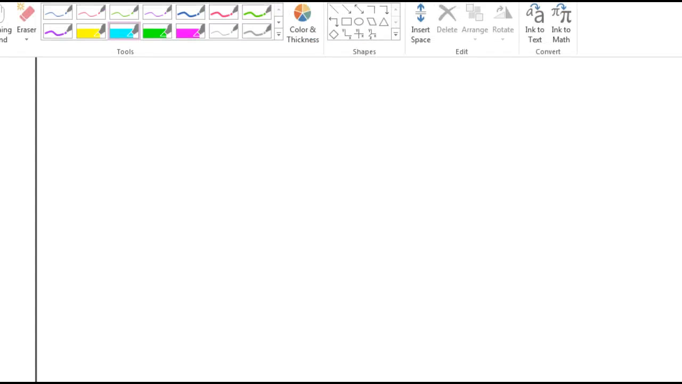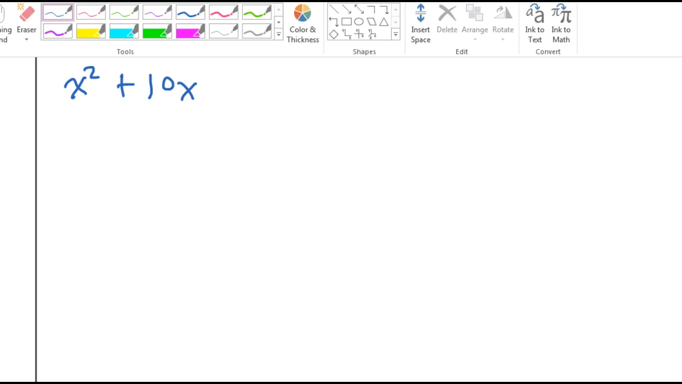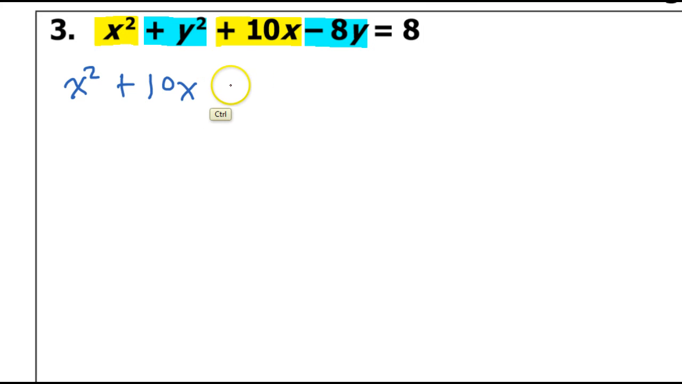So I'm going to rewrite the problem so that I have x squared and 10x right next to each other. Okay? And then maybe I'll even change colors a little bit here. Leave a space because we're going to complete the square, so we need a blank to pick the third term properly. So I'm going to leave a space, and then I'm going to put plus y squared minus 8y as I put the y terms side by side.